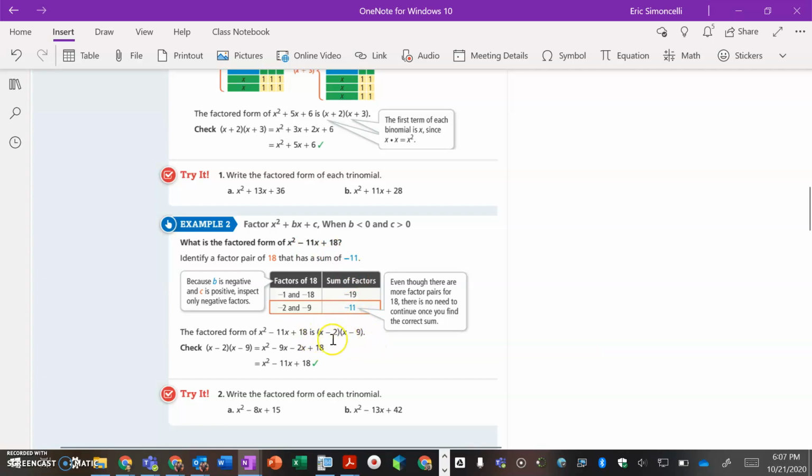This is called factored form. x minus 2 is called a factor. x minus 9 is called a factor.